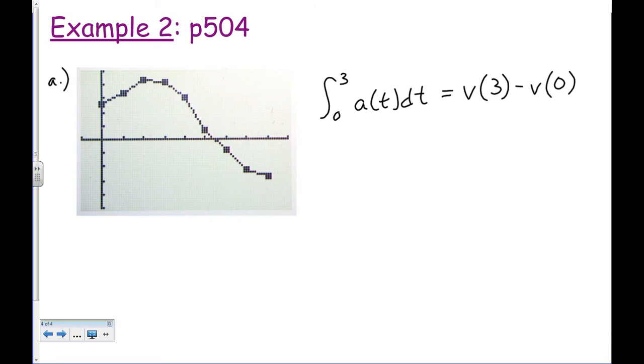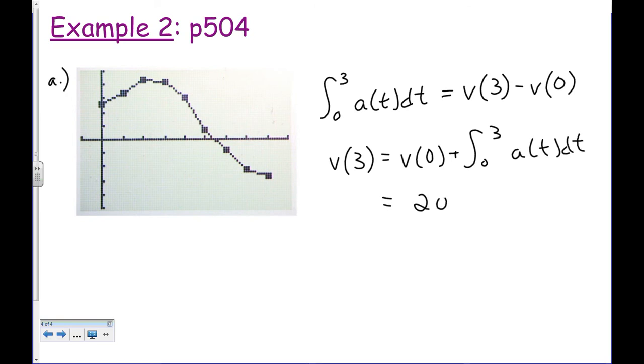And if I know I started out at 20 miles per hour when time is 0, and this tells me how much I change by in that interval, I can then figure out what's happening at 3 and then at 6 and so forth. In fact, I can solve for v of 3 here. Just move v of 0 to the other side.